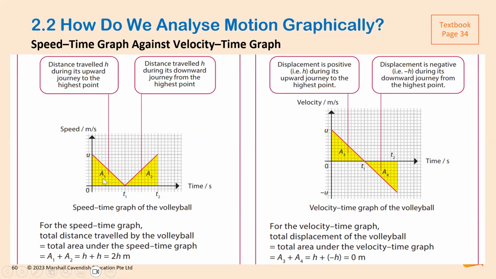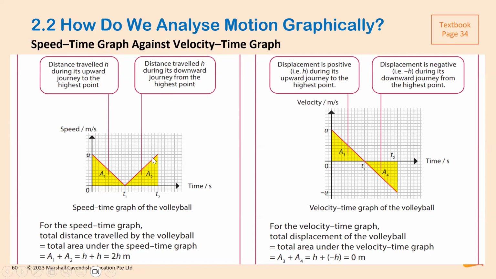So you have area A1 and area A2. A1 is all the way under T1, where I reach the highest point. So this is the distance that I cover when I'm moving upwards, all the way until I reach my highest point at T1. And then area A2 is the distance traveled when I'm going down.